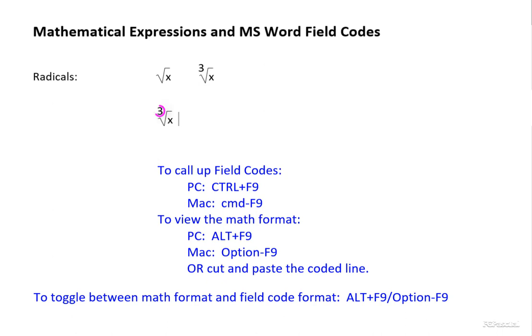Typically, the index of a radical is written in a smaller font. We can change the font size for 3 to make it smaller. We toggle to the field code mode, highlight 3, and reduce its font size by pressing the keys Ctrl-Shift less than. We click Shift less than 3 times, reducing the font size of the index 3 steps. Then toggle out of the field code mode.